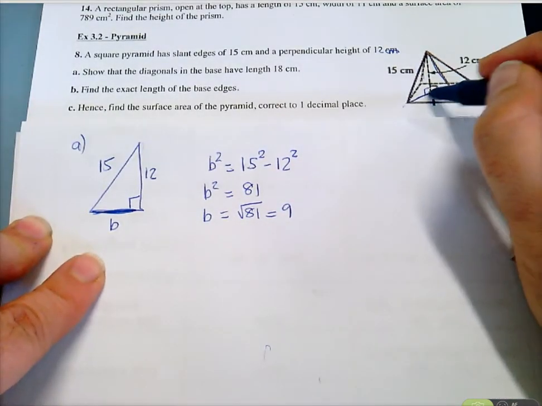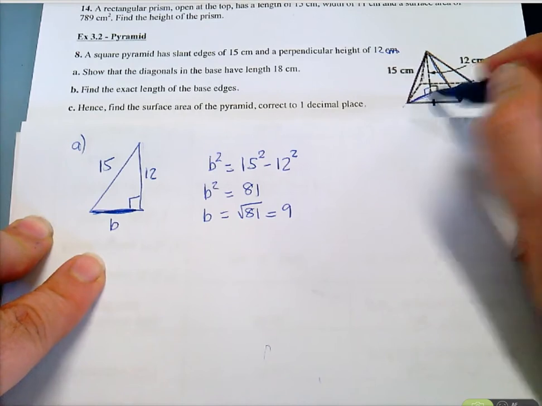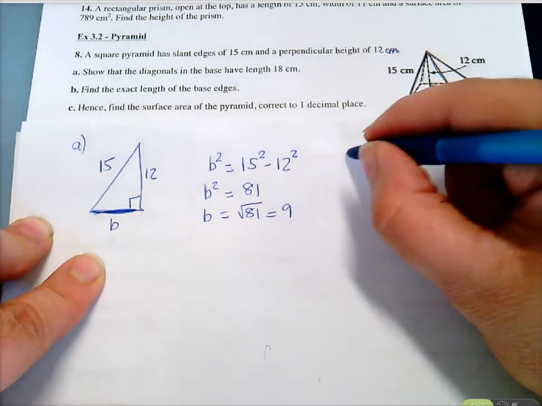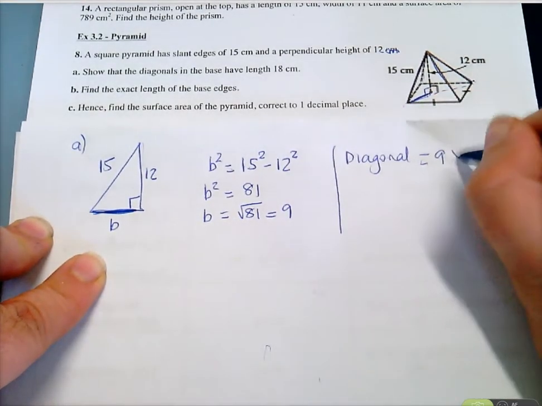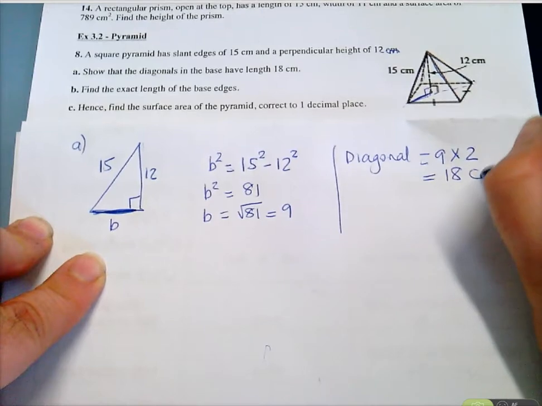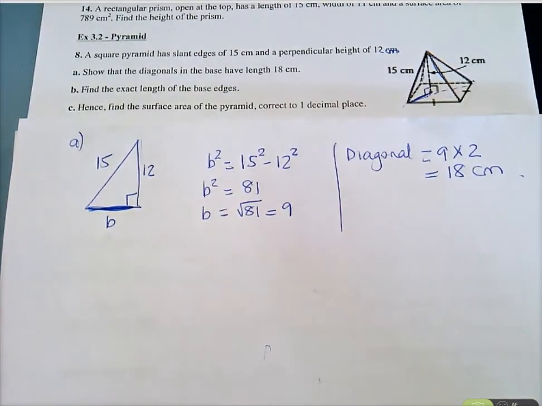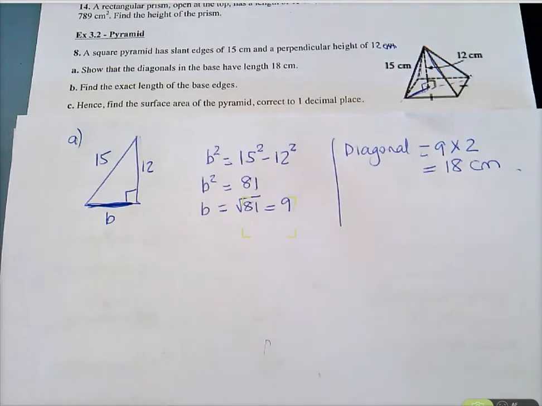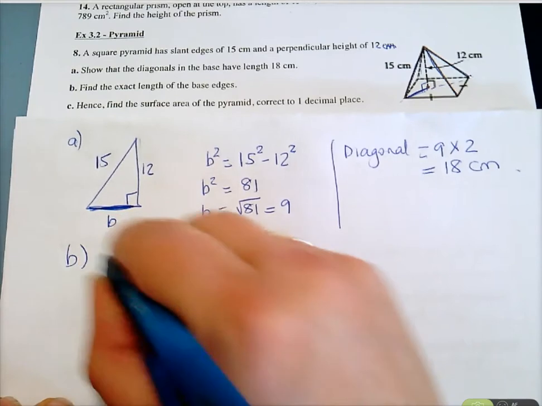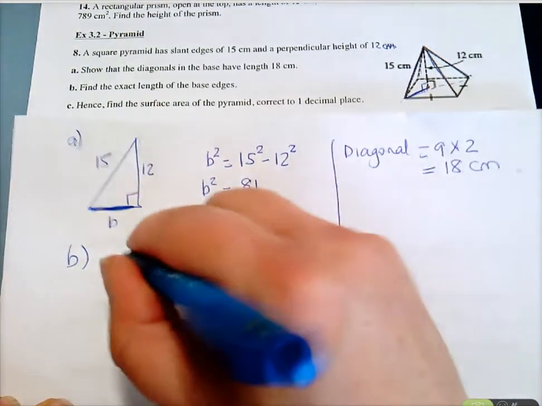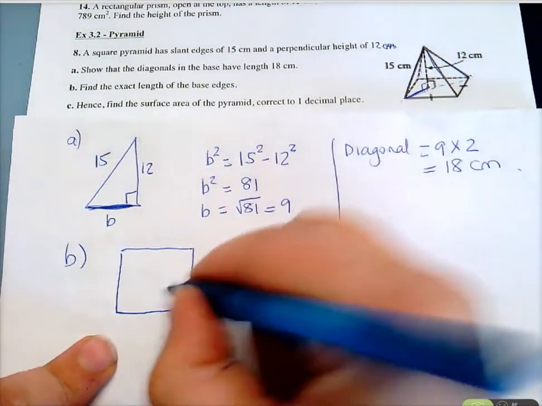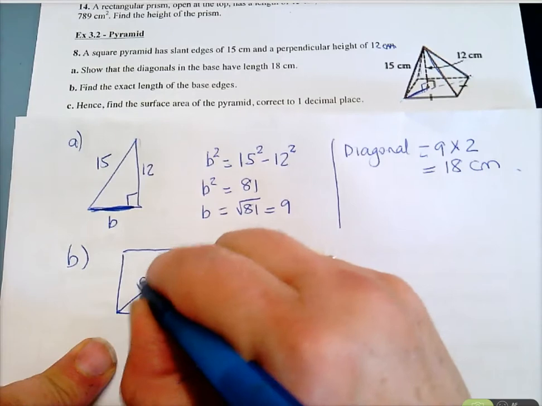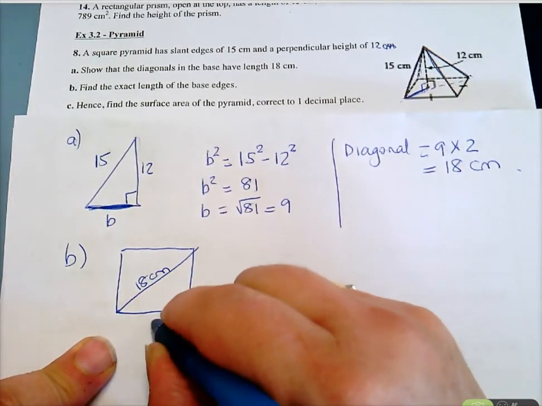So girls, on this diagram, half the diagonal is 9. So therefore the diagonal equals what? 9 times 2, which is 18 centimetres. That's part A of the question. I'm going to pause to let you do part B, the exact length of the base edges. Can you draw the base as a flat square? Because that is what it is. As you're looking down on it, you know that the diagonal is 18. You have to find the length of the base edges.